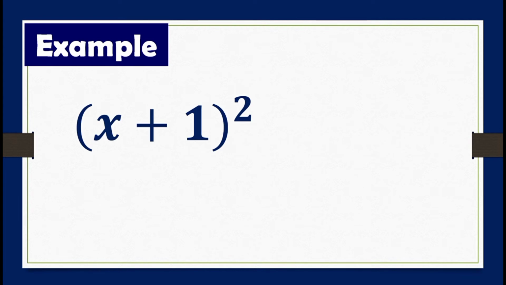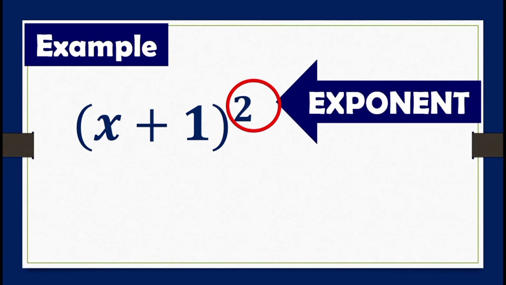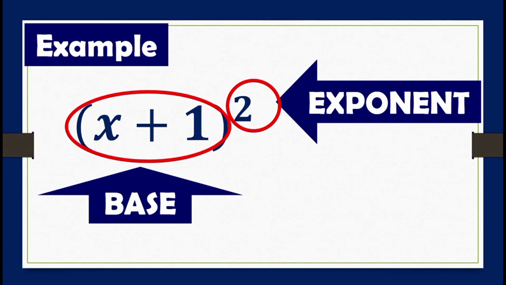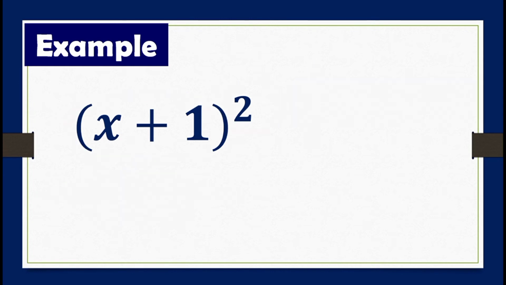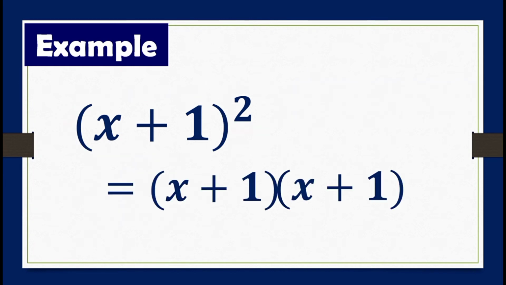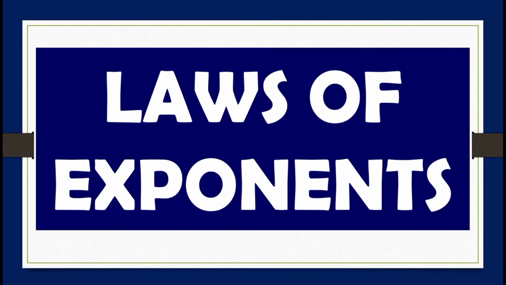Another example. Quantity x plus 1 squared. In this certain expression, 2 is our exponent and x plus 1 is our base. This means this expression can be written as quantity x plus 1 times quantity x plus 1. Let's also discuss the different laws of exponents.